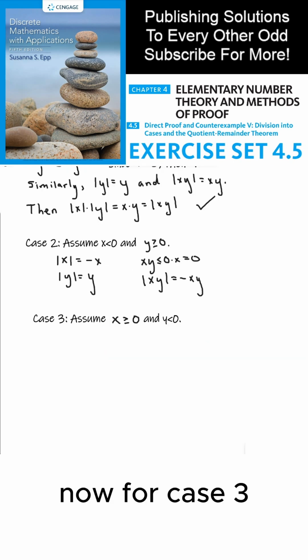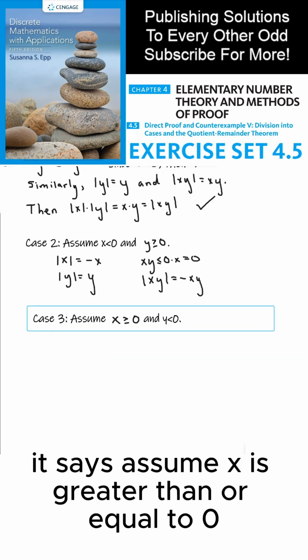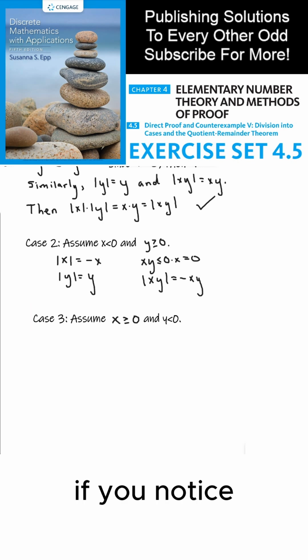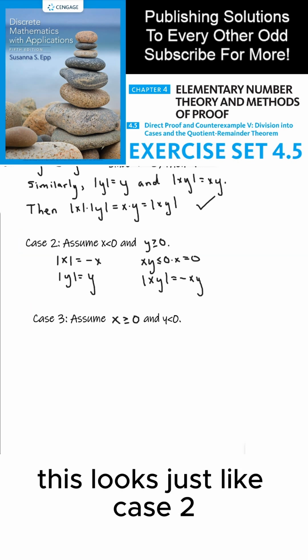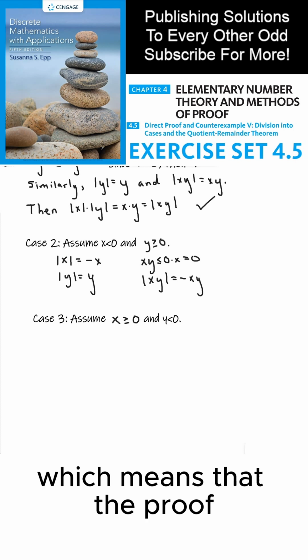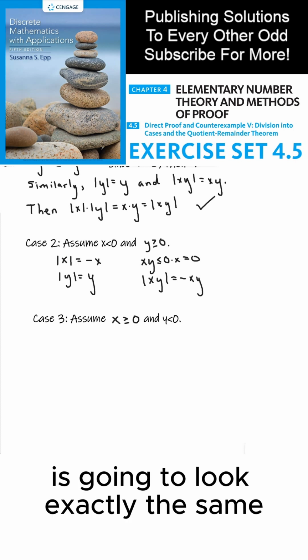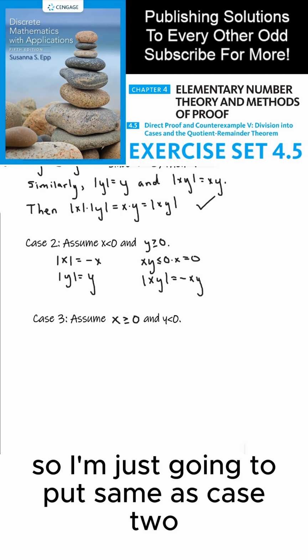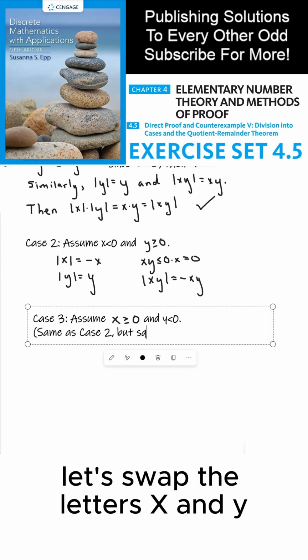Now, for case 3, it says assume x is greater than or equal to 0 and y is less than 0. If you notice, this looks just like case 2, but the letters are backwards, which means that the proof is going to look exactly the same, except all the letters are going to be flipped. So I'm just going to put same as case 2. Let's swap the letters x and y.